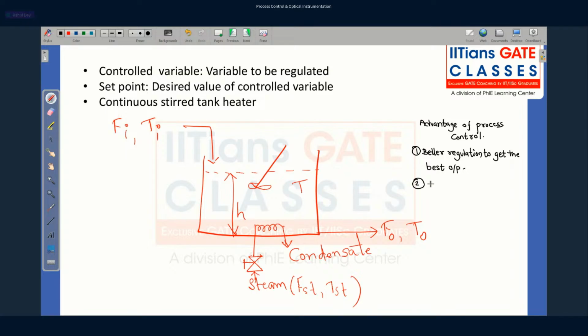Next, minimizing safety hazard and environmental damage.